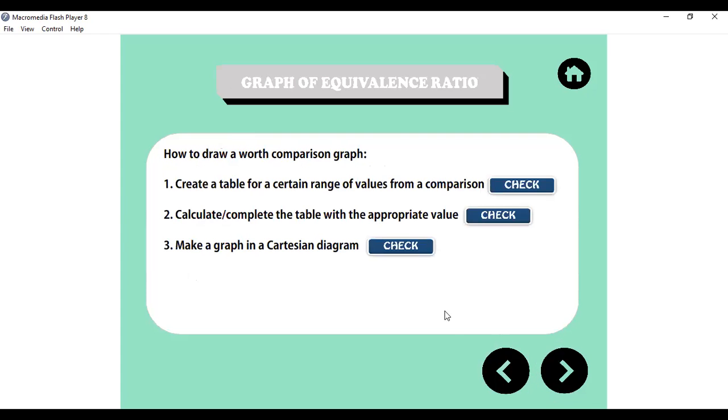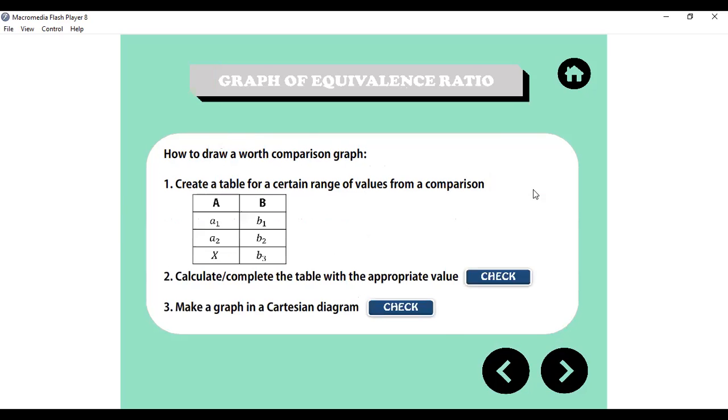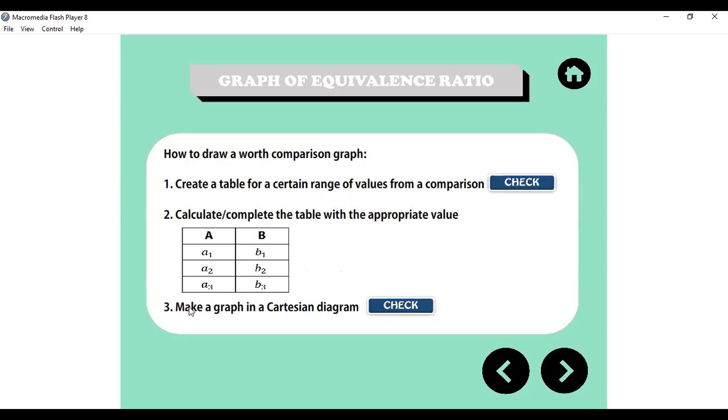Next, I also detail how to draw a ratio graph in 3 parts. First, create a table for a certain range of values from a comparison. Students just need to click the check button and it will give more explanation. Second is to calculate or complete the table with the appropriate values. And then the third is to make a graph on a Cartesian diagram.